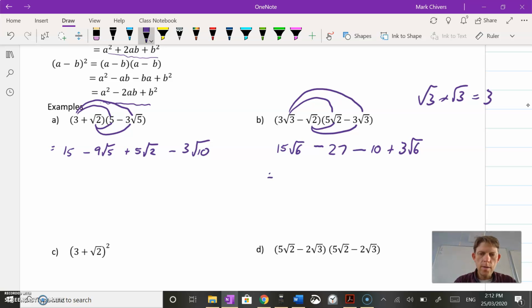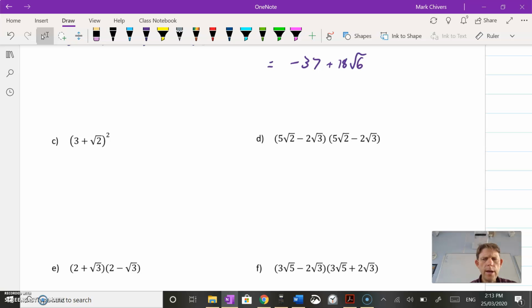And so that then is going to simplify. I'll deal with my numbers first. So I've got negative 27 minus 10, so that's negative 37. And 15 root 6 plus 3 root 6 is going to give me 18 root 6.